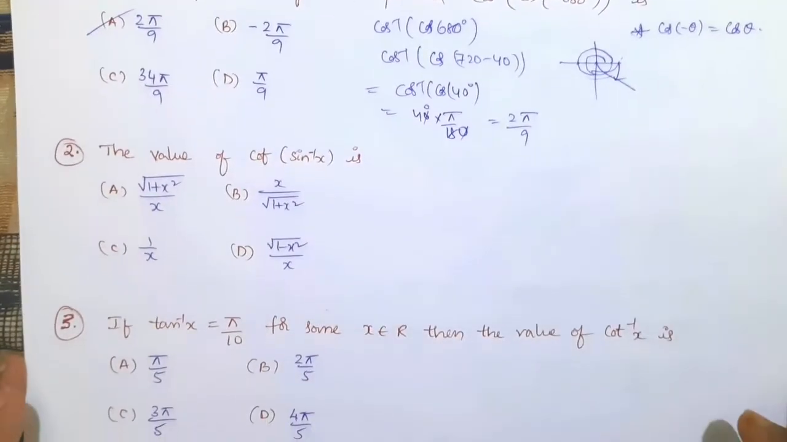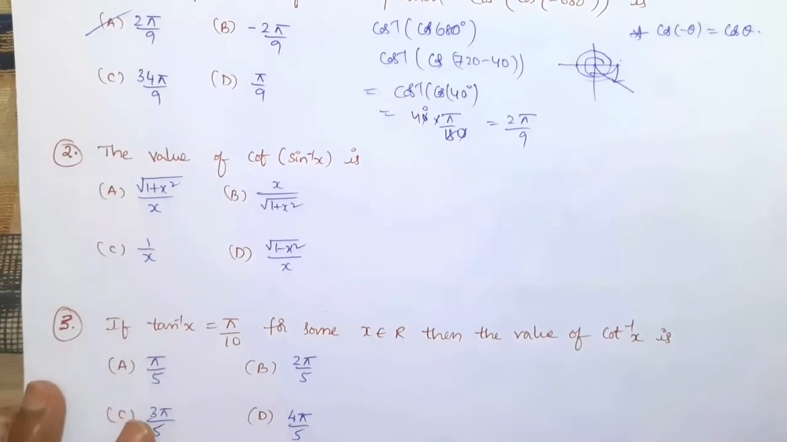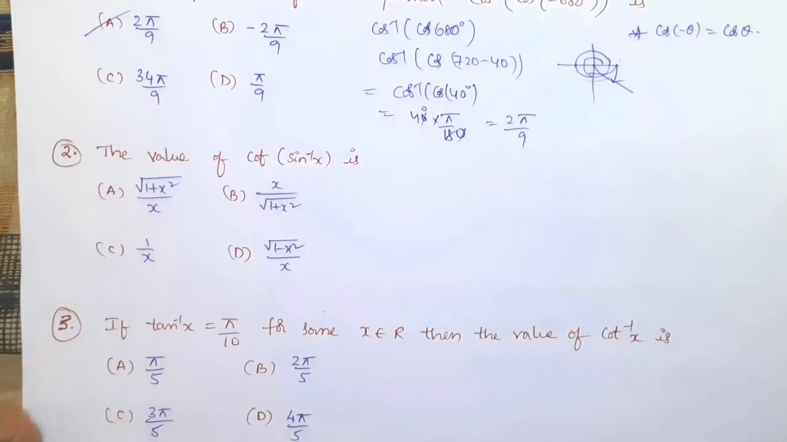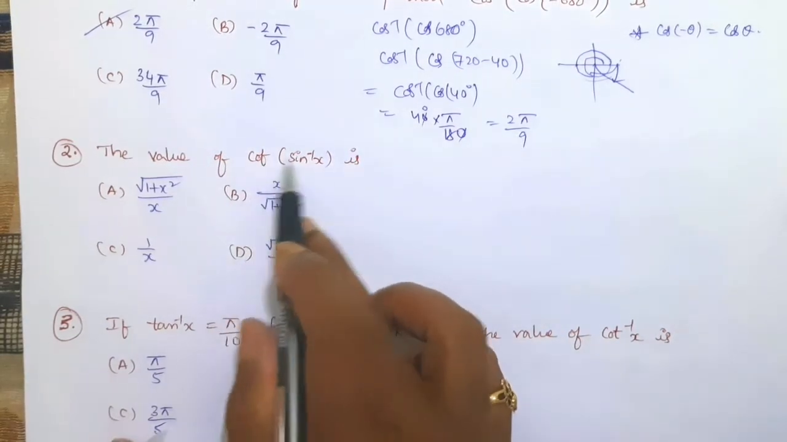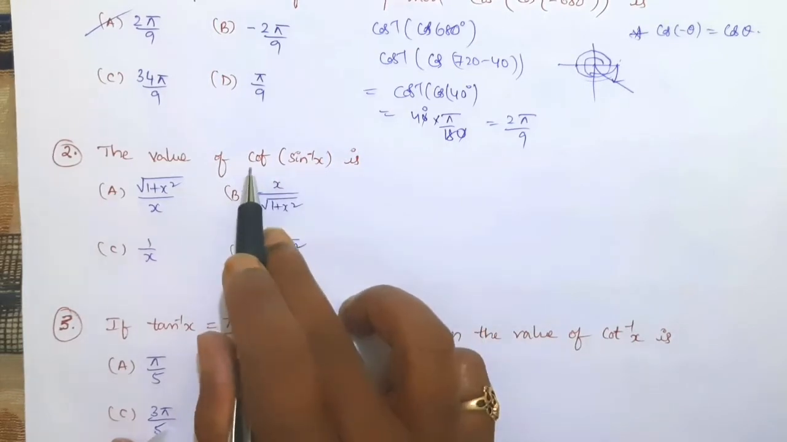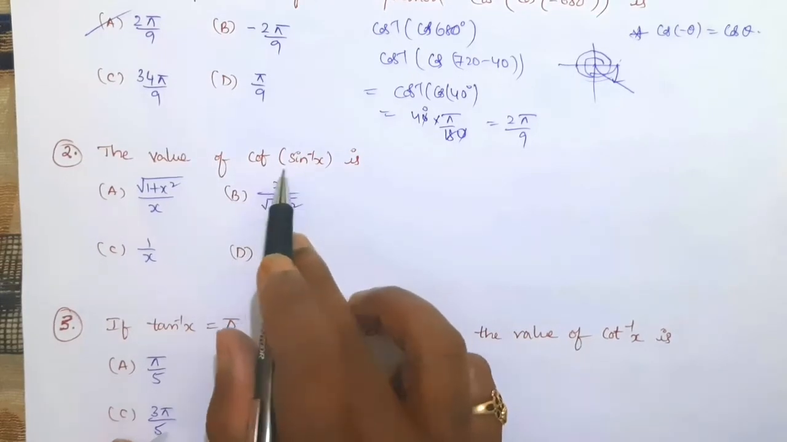Next, the value of cot of sin inverse x. In the previous properties we have sin inverse, and here we have cot. They will not cancel, because we should have the same functions to cancel. So we have cot here and sin inverse, so sin inverse we need to convert in terms of cot.